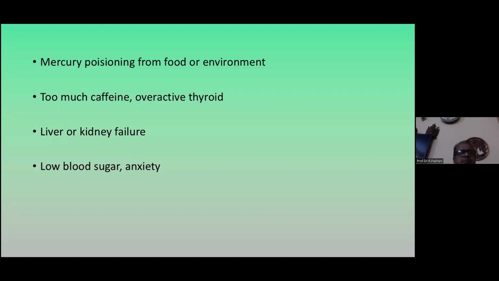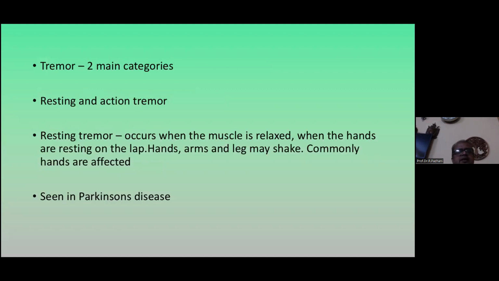Low sugar, hypoglycemia can produce tremor, and sometimes extreme anxiety can cause tremor. Tremor has two main categories, so I don't want to go into a very detailed classification. For undergraduates, postgraduates, or even practicing clinicians, the basic definition gives us a lot of clues to come to a conclusion and label the disease.